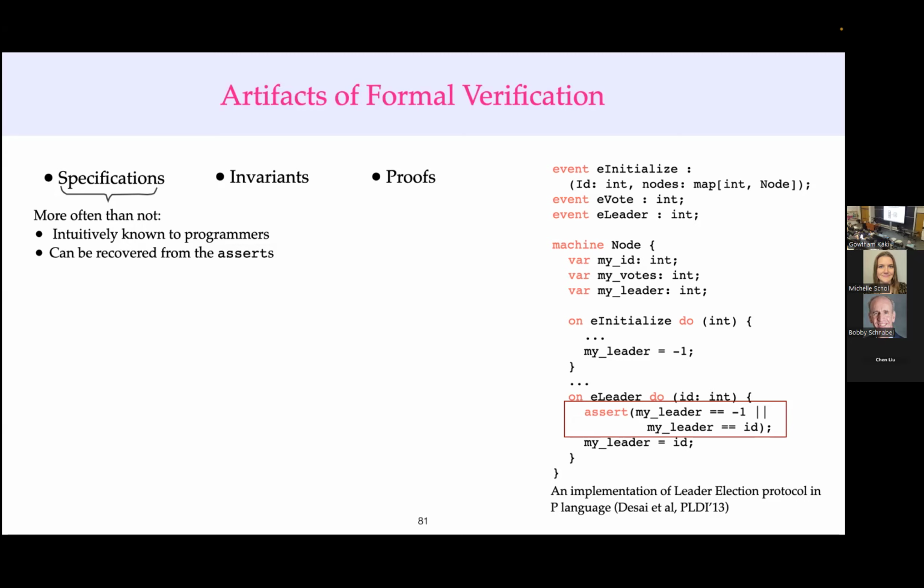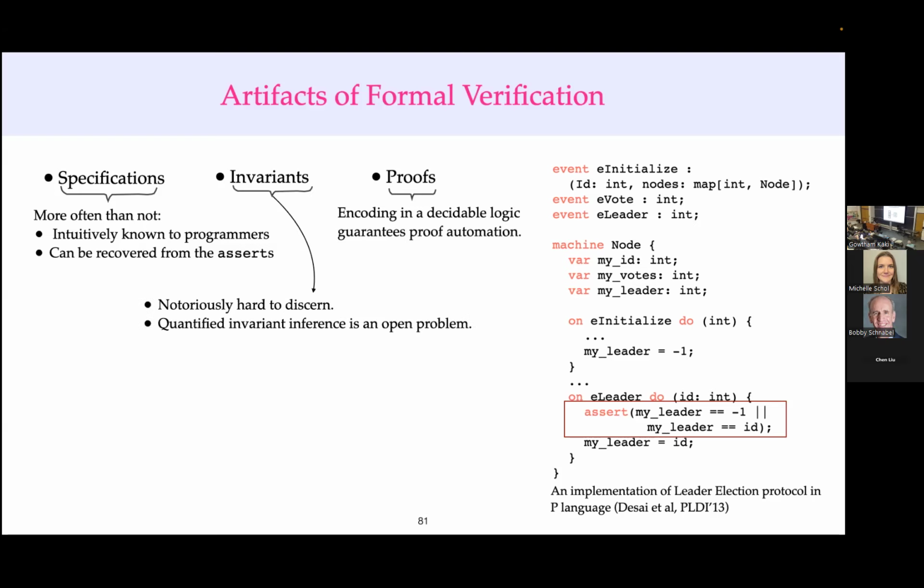So it's easy, right? Coming to proofs, if we can somehow encode specifications and invariants in decidable logic, then proofs can be automated as well, most often. So the key question is, what do we do about invariants, right? Invariants are notoriously hard to discern, and quantified invariant inference is still an open problem, as I've shown with the leader election example.